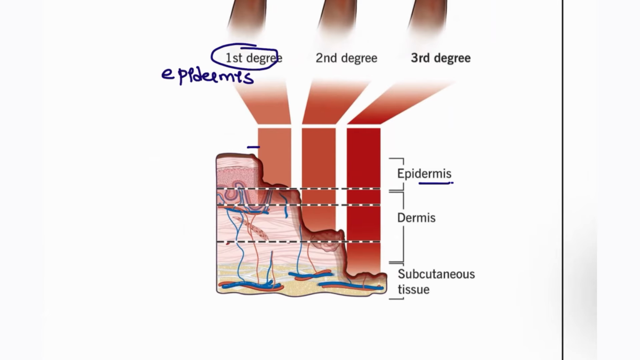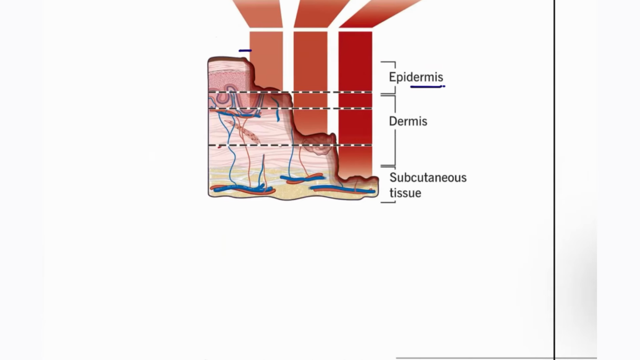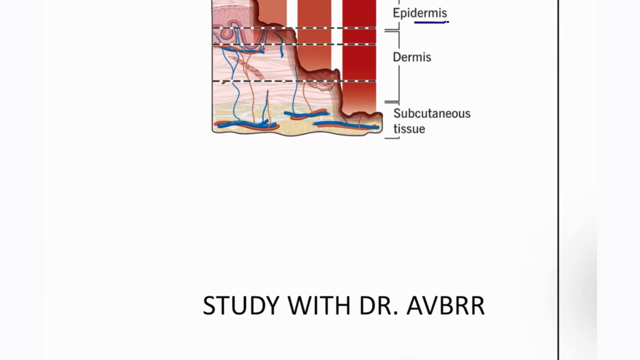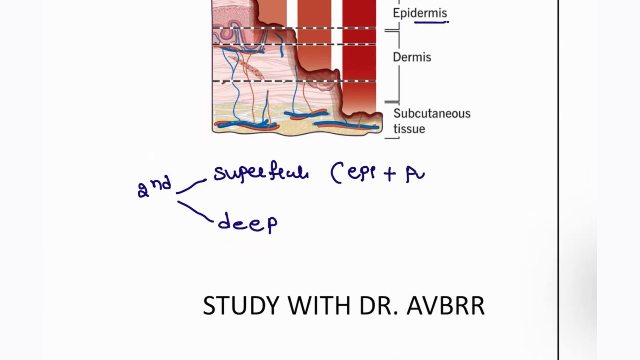Okay, next, second degree burns. Second degree burns are divided into two types, guys. One is superficial and the other one is deep. The superficial one involves the epidermis plus the papillary dermis, only half of the dermis. But in the deep, both the epidermis and the dermis are involved in this patient. This is the second degree.